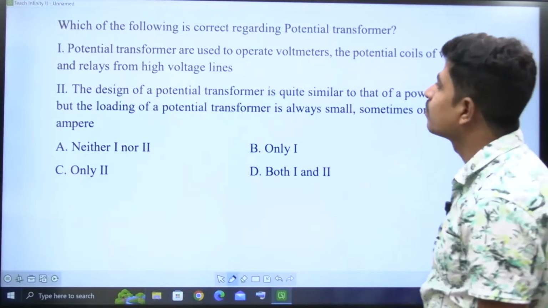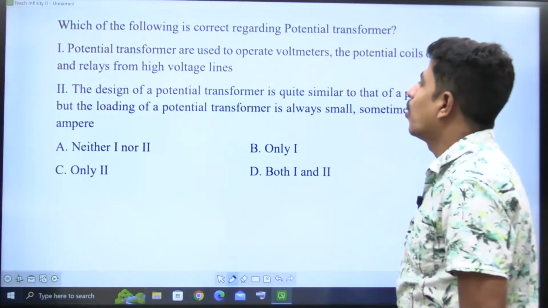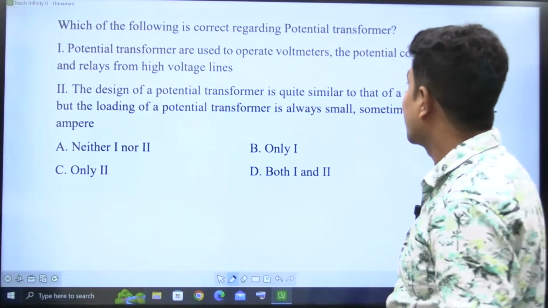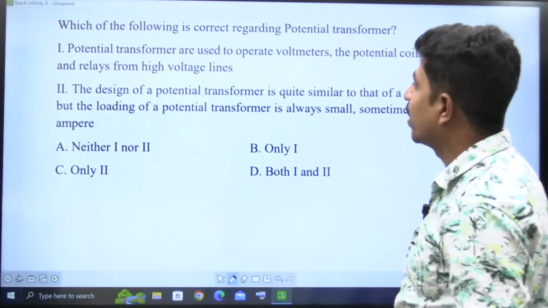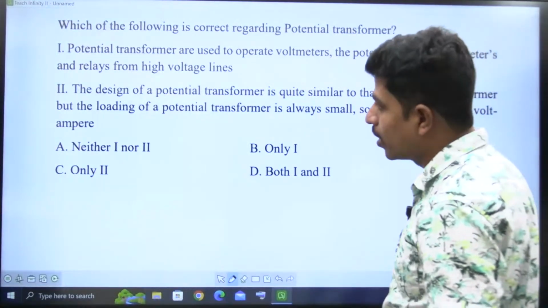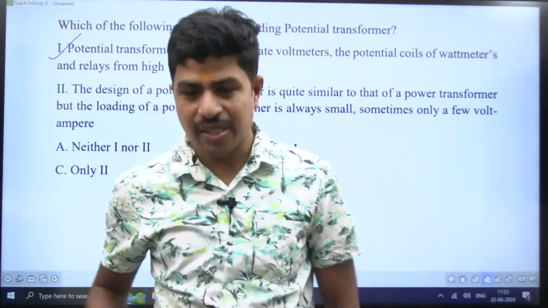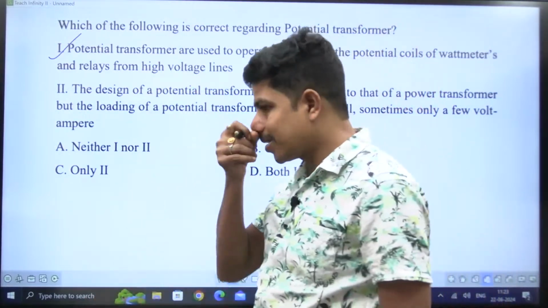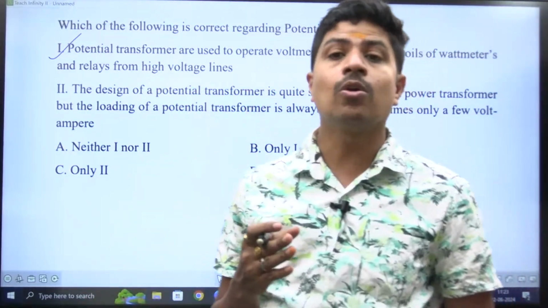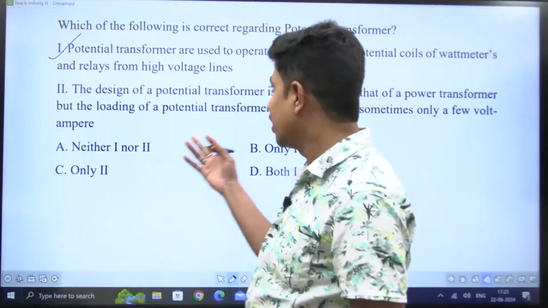Next question, please. Which of the following is correct regarding potential transformer? Potential transformers are used to operate voltmeters, the potential coils of wattmeters and relays from high voltage lines. Yes, PT is mainly to decrease the voltage from higher voltage to lower voltage. Because if you want to measure the power, then definitely the voltage must be decreased. That is the reason why we are decreasing it.